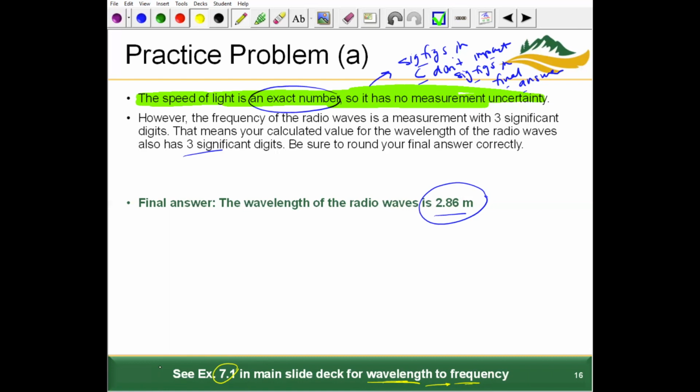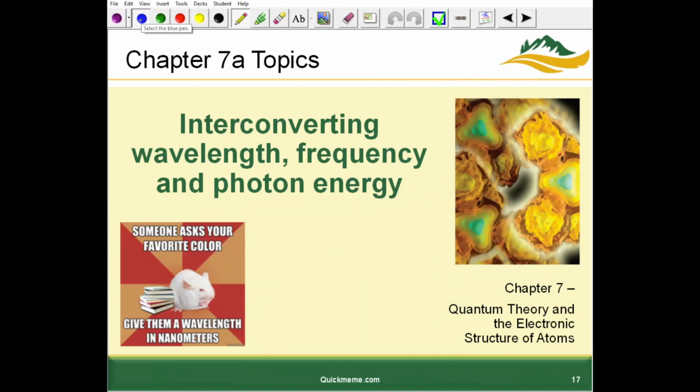As always, let me know if you have questions about these examples or anything else we're going over. Let's do something similar. Now we're going to interconvert wavelength, frequency, and energy. And so next time someone asks you your favorite color, I challenge you to tell them a wavelength in nanometers. Oh, maybe 700 nanometers because you really like the color red.